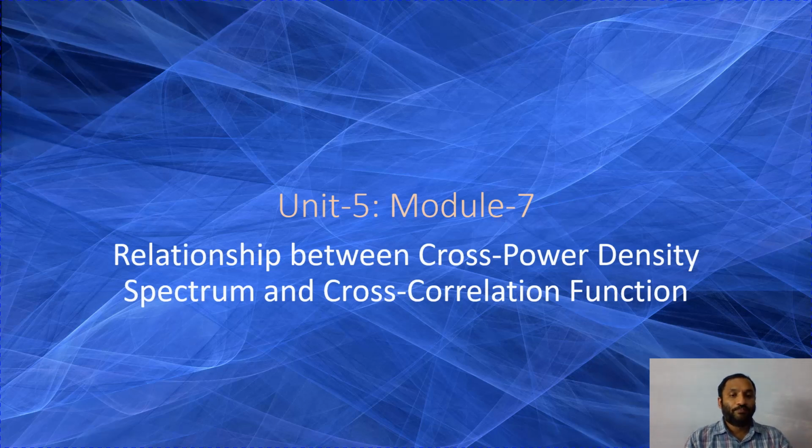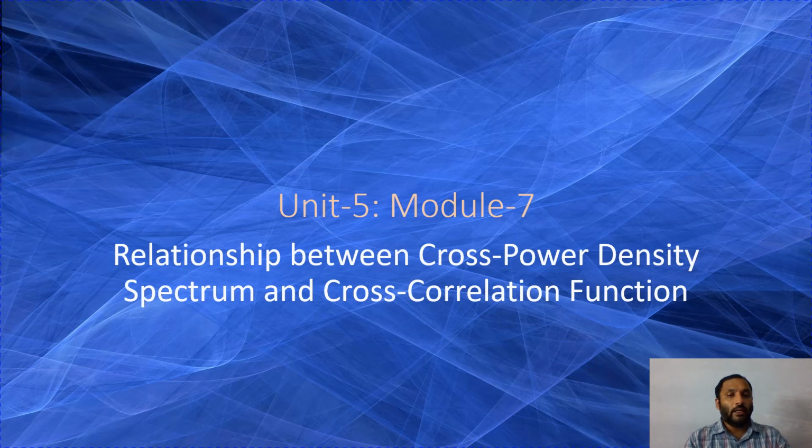That means the Fourier transform of the time averages of the autocorrelation function is equal to the power density spectrum, and vice versa. The inverse Fourier transform of the power density spectrum is equal to the time averages of the autocorrelation function. And we have studied that both of these form transform pairs, Fourier transform pairs.